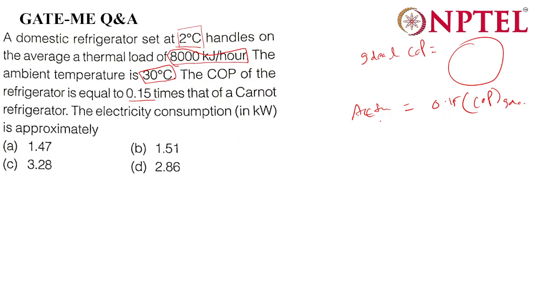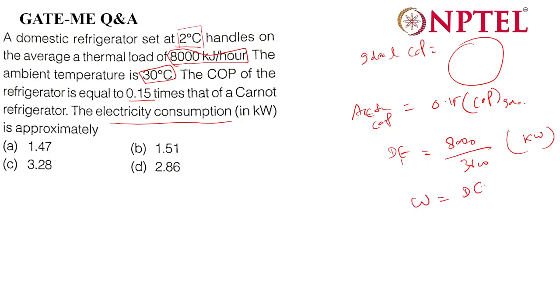So you would know the actual COP, and after that you want the electricity consumption. We know the thermal load. Thermal load is given in kilojoule per hour, but here they want kilowatt, so you convert that to kilowatt first. This is the desired effect, DE, right? Desired effect, 8000 by 3600, it will come in kilowatt. Only then you can find W. W would be desired effect by actual COP. 1.51 kilowatt. This way you can take it, it might be 1.51. Okay, this is an answer. Right.